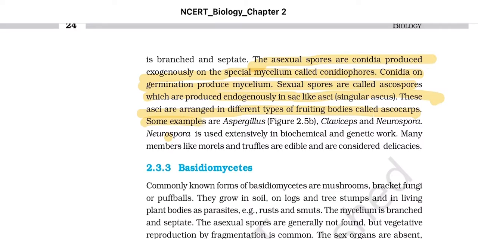Some examples are Aspergillus, Claviceps, and Neurospora. Neurospora is used extensively in biochemical and genetic work. Many members like morels and truffles are edible and are considered delicacies.